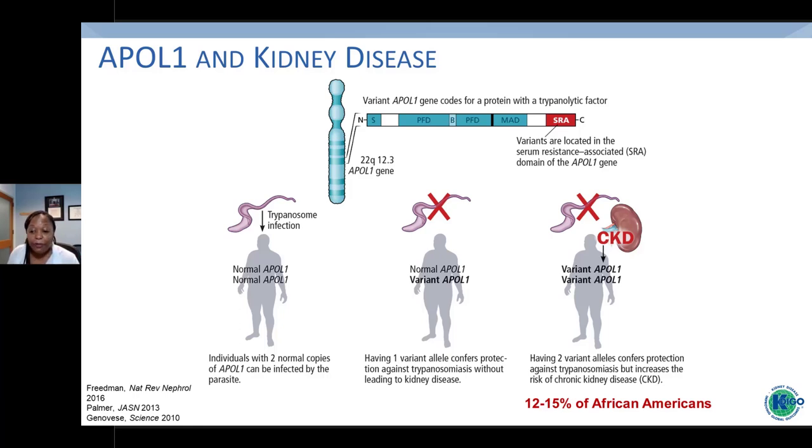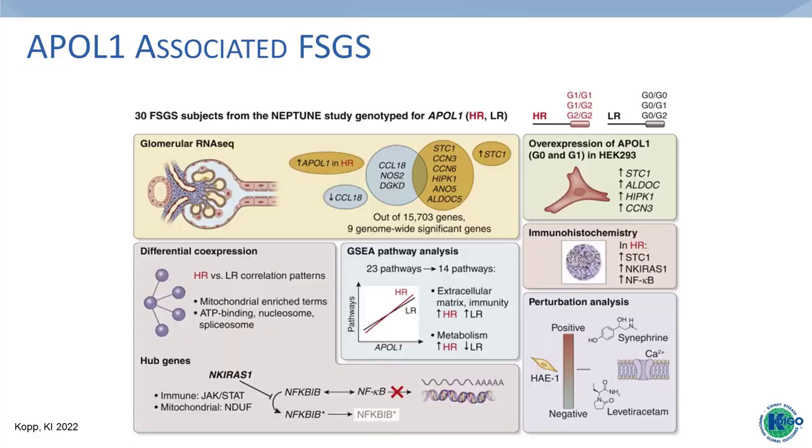This is a disease of young people, and it's been found that FSGS disease progression begins early, between the ages of 15 to 39, in 70% of individuals with two APOL1 risk alleles, so again, in those with the high-risk genotype.